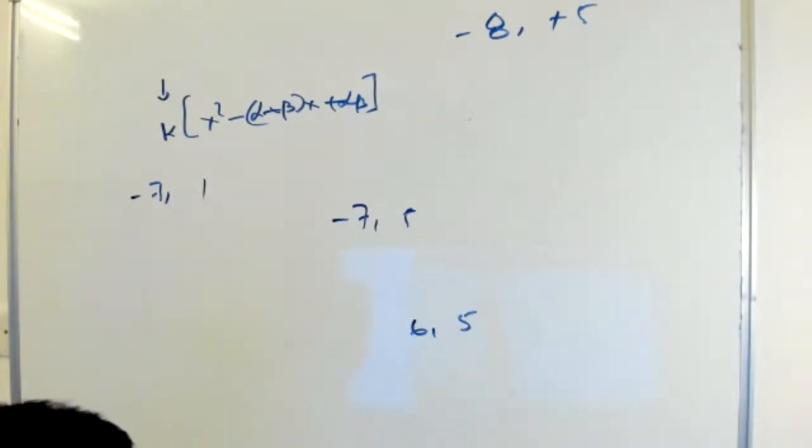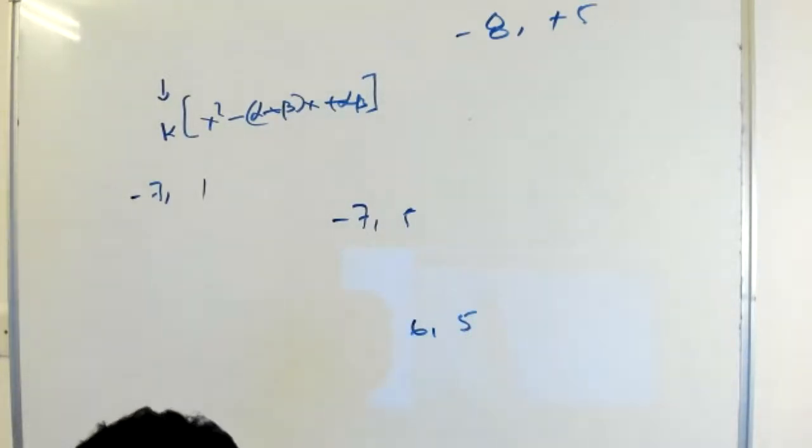Swatik, 6 and 5. What is the polynomial? The sum is 11 and the product is 30. Okay. So x square minus 11x plus 30.